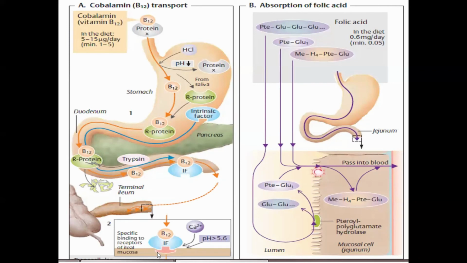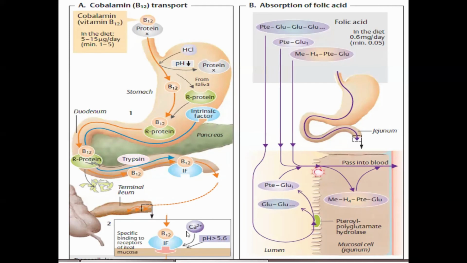There is no receptor for vitamin B12 on the small intestine. There is the receptor for the intrinsic factor. So intrinsic factor and vitamin B12 combinedly can enter. Otherwise, it cannot enter.